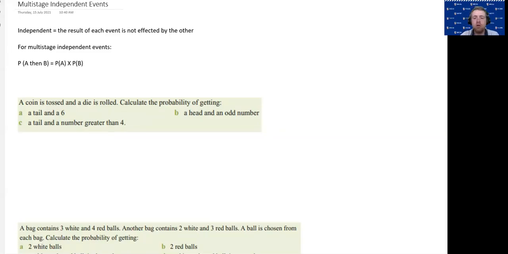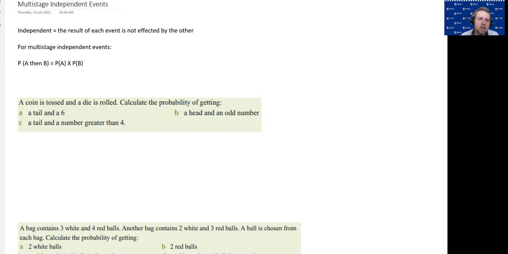Today we're looking at multi-stage independent events. So an event is just something that can occur that might have multiple different outcomes. Multi-stage just means we have multiple events occurring in a row. So it might be at the same time, or it might be one after the other.